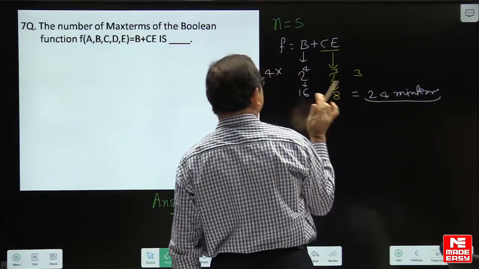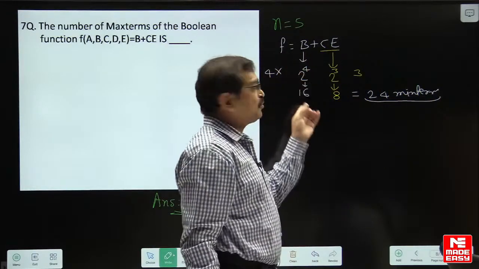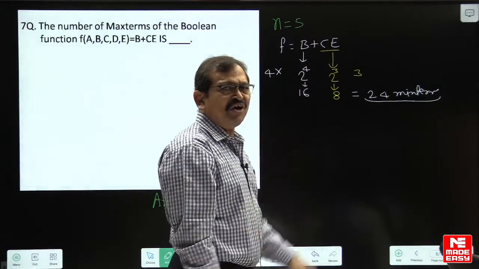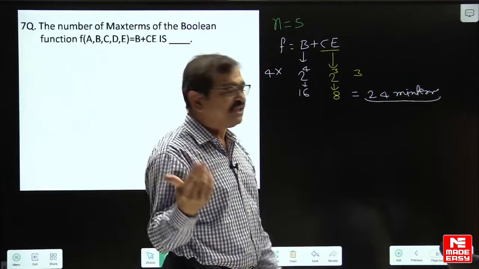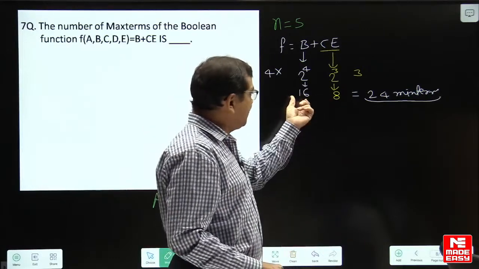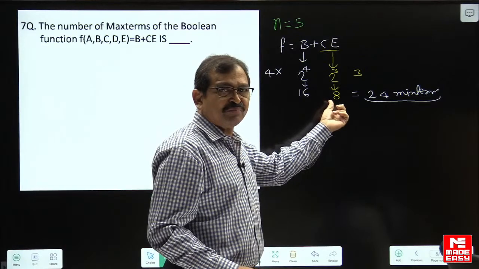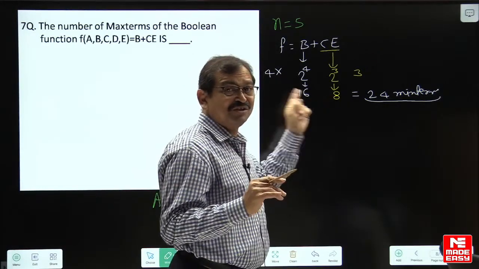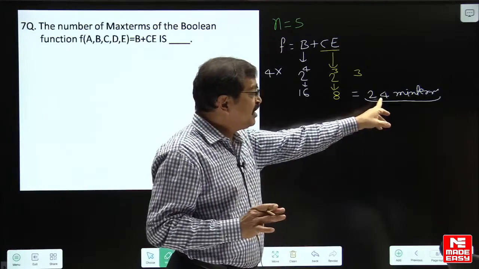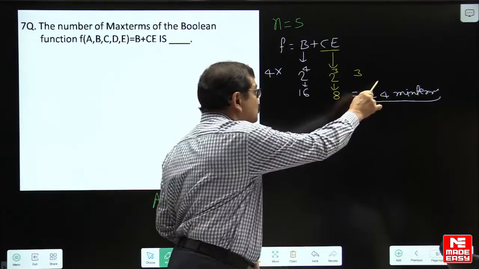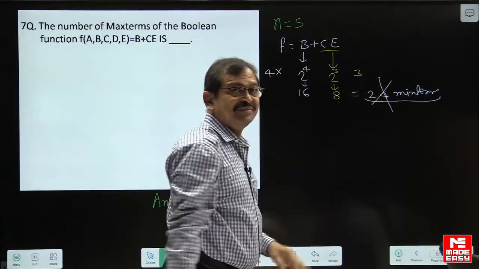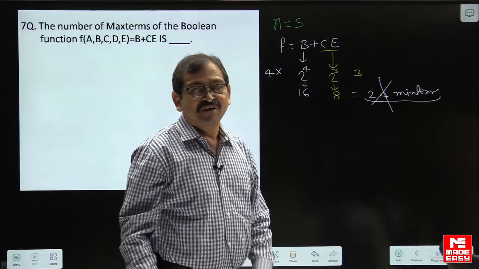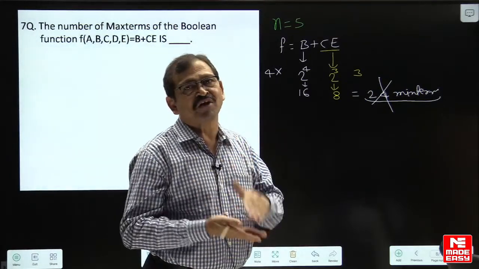But one important thing here is that among these two subcubes, the 16 cell and the 8 cell, quite possibly a few cells may be common to both. So the number of minterms, 24, that we are mentioning is mostly not right. The question was asked for maxterms. Once you know the number of minterms, you can find the maxterms.